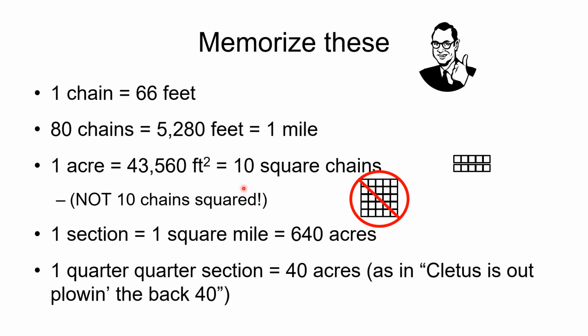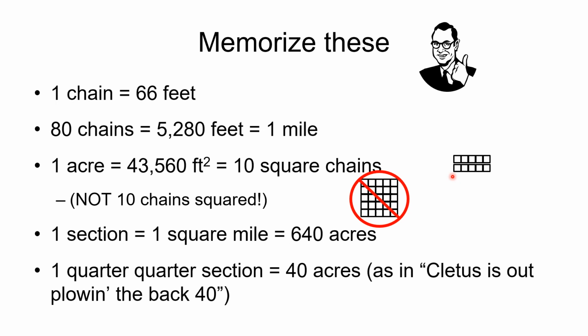Another way that chains works out is that 10 square chains, so if each of these boxes is 1 chain on a side, 10 of those is 1 acre. Okay, so 10 square chains is 1 acre. Not 10 chains squared, which is this, which would be quite a bit bigger. It's this. That's 1 acre. You just need to memorize that 1 acre is 43,560 square feet.